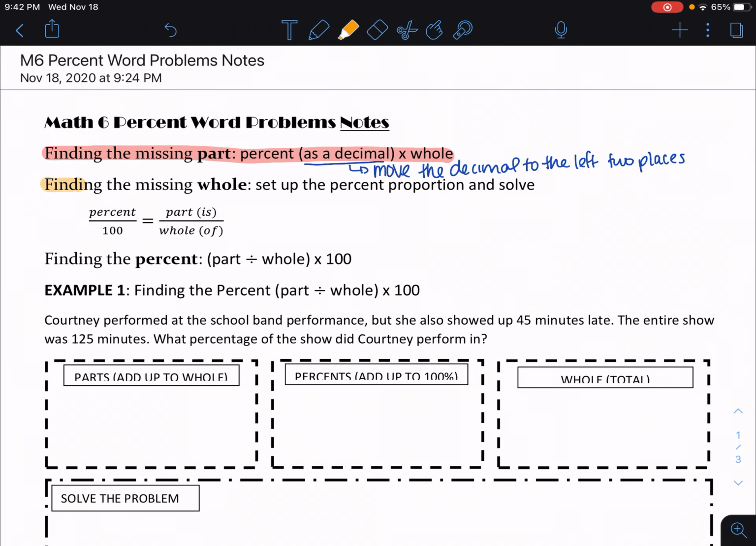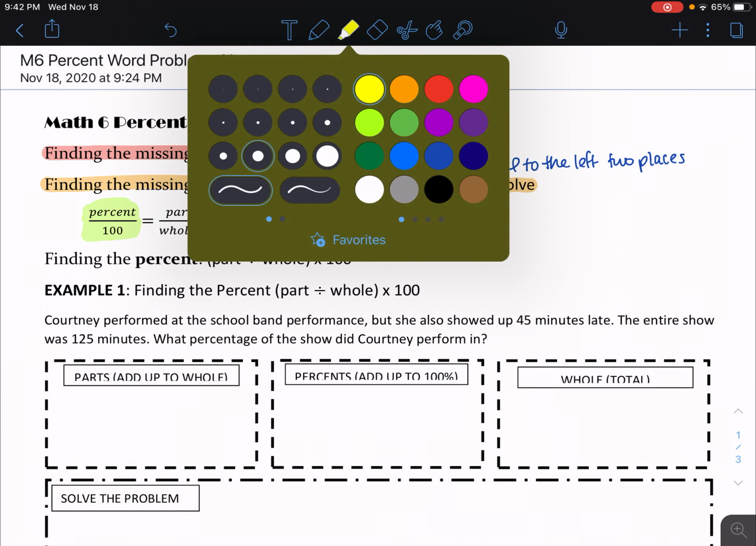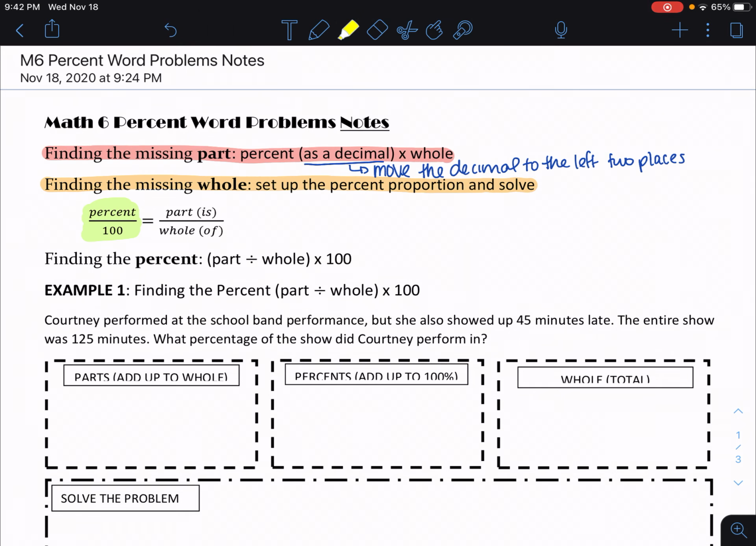To find the missing whole, you're going to set up the percent proportion. Remember that percents always go over 100, so we should never, ever get that part wrong. And then it's just determining what is the part and what is the whole, and we're going to use the graphic organizers down here to help us set that up. And then to find the percent, we're going to do part divided by whole and multiply by 100.